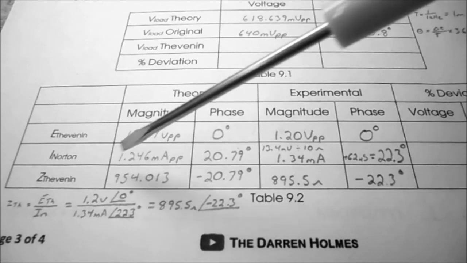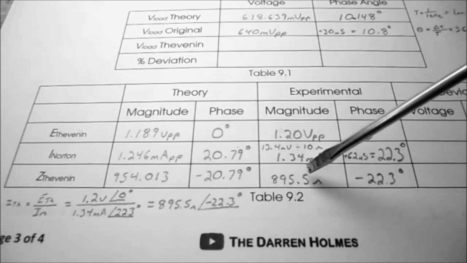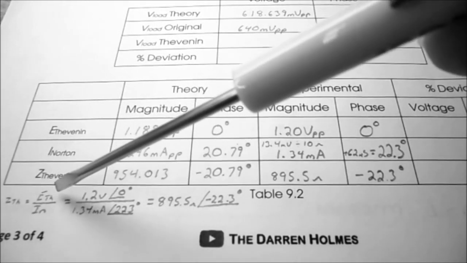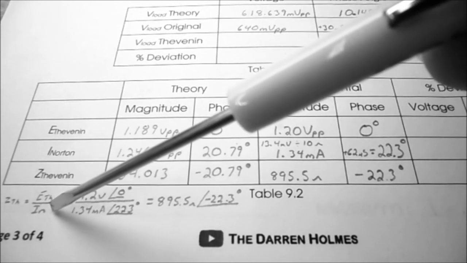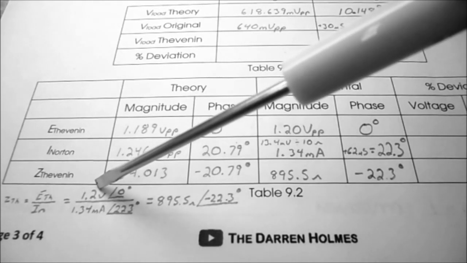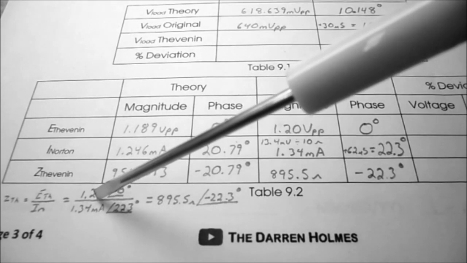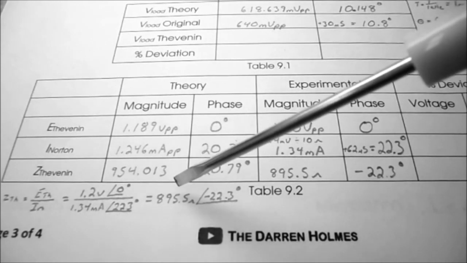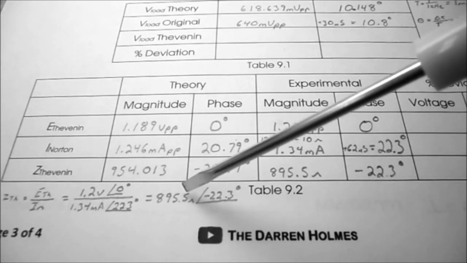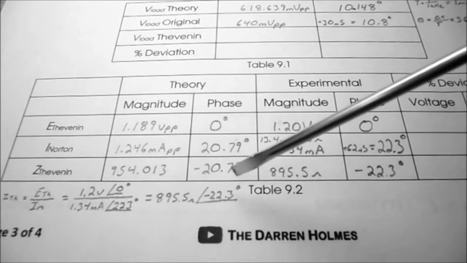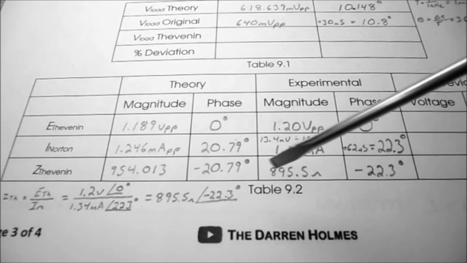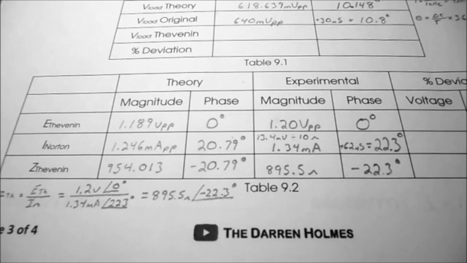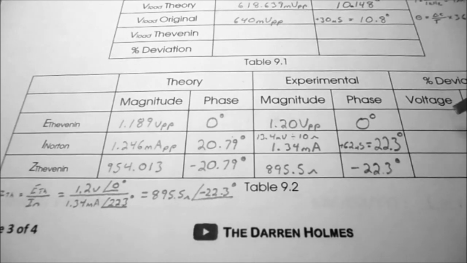Z Thevenin experimental needs to be calculated, and we calculate it by using Z Thevenin equals E Thevenin over I Norton. So this is 1.2 volts at 0 degrees divided by 1.34 milliamps at an angle of 22.3 degrees, and that works out to 895.5 ohms, at an angle of minus 22.3 degrees. The percent deviation for both voltage and phase angle I'm going to leave you to calculate.